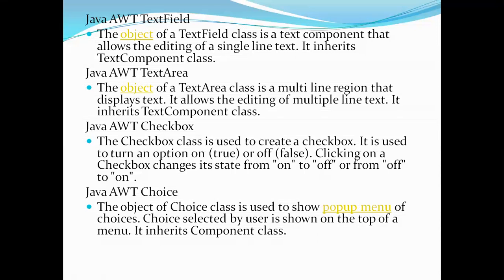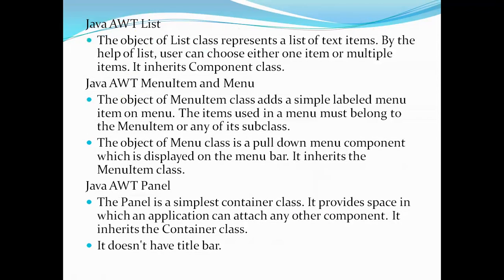And next is the List. What is a List? List is a predefined class used to create a list box. And List can be used for selecting multiple options among the given options. And next is the Java AWT MenuItem and Menu.